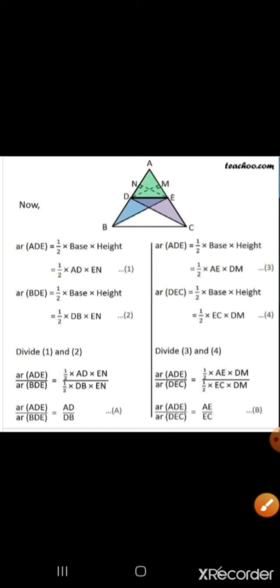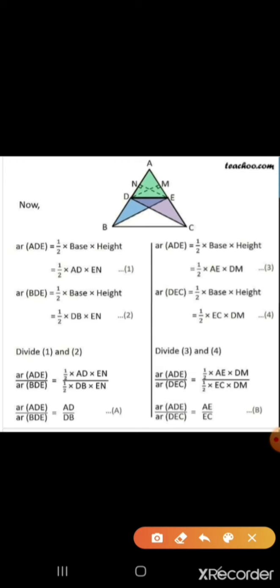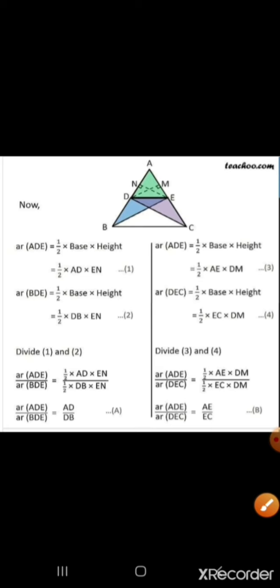This triangle's area you can find. What is the formula for finding the area of a triangle? Half into B into H. If you are taking AD as the base, then E is the vertex opposite. From that E, the perpendicular drawn is EN. So AD into EN, that is half into base into height, that is the area of ADE.